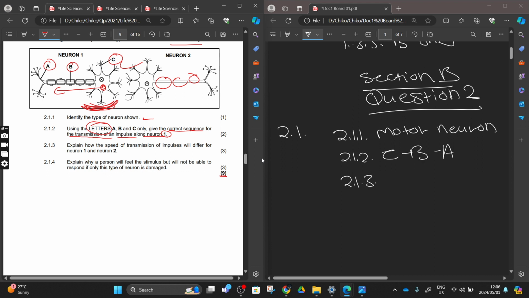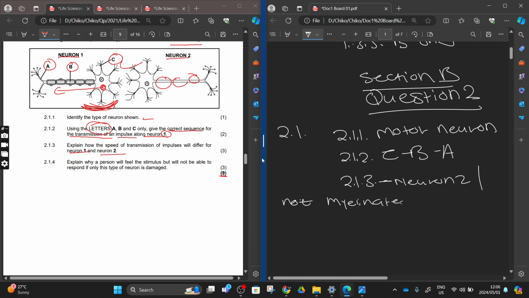2.1.3, explain how the speed of transmission of the impulse will differ between neuron 1 and neuron 2, right? So you'll come and indicate that neuron 2 is not myelinated, right? And neuron 1 is myelinated, because this is what will make you explain the speed of transmission, right? You are saying that the speed of transmission will be fast here and slow here. Hence that is the answer, right?